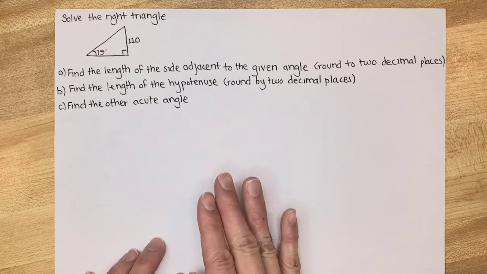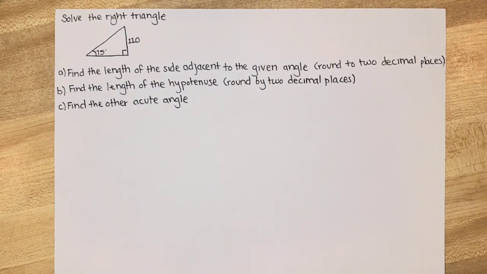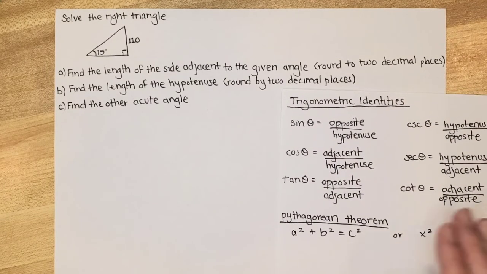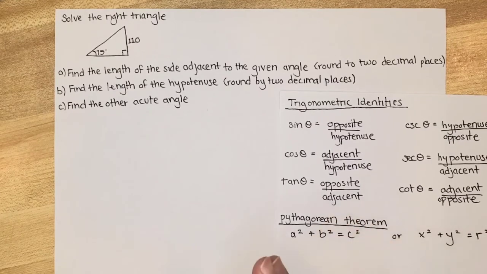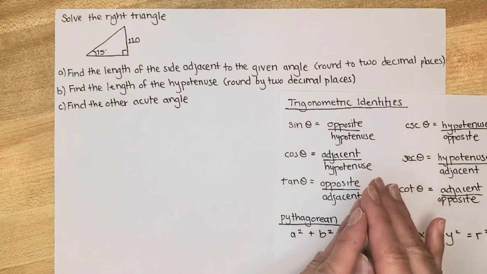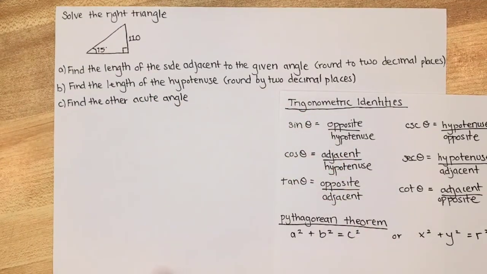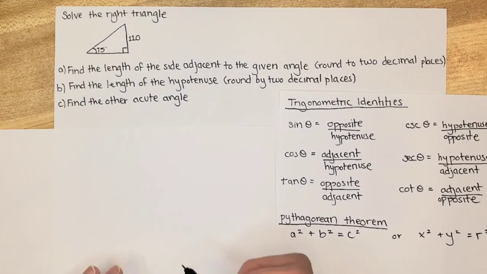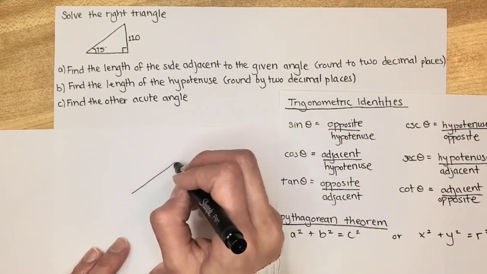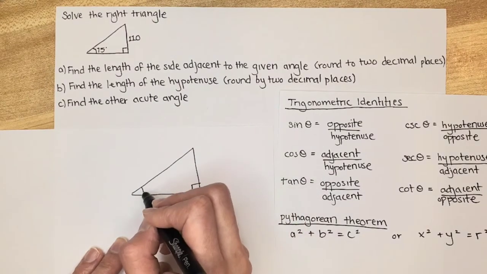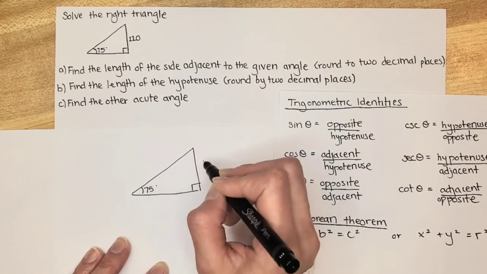Now, there's several things going on here, but the main thing is that we have to use some trigonometric identities. And the main thing is that we have to identify which identity to use in order to find these lengths that they're asking for. When we're trying to decipher this, we have to determine what our opposite, adjacent, and hypotenuse sides are going to be. So let's go ahead and redraw that right triangle, and that way we can label each part.